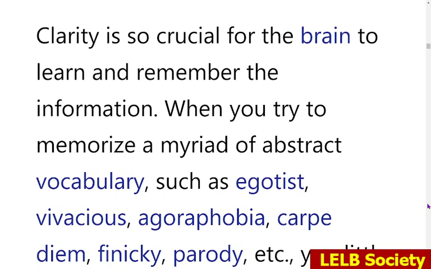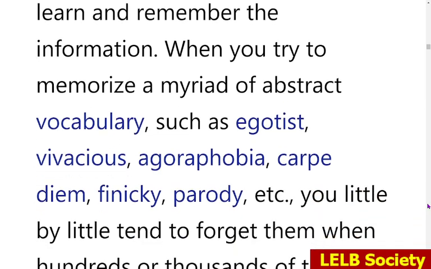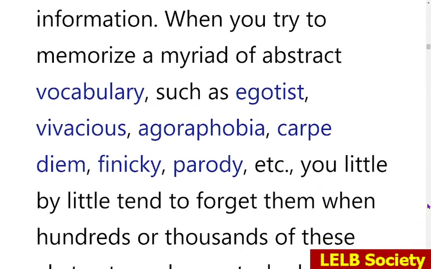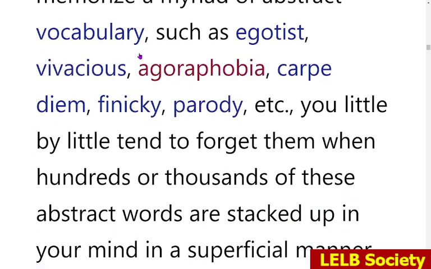Clarity is so crucial for the brain to learn and remember the information when you try to memorize a myriad of abstract vocabulary, such as, for example, egotist, vivacious, agoraphobia, carpe diem, finicky, parody, etc. For every one of these abstract vocabulary items, actually there is an illustrated flashcard, and you can just visit this page and browse these words on your own.